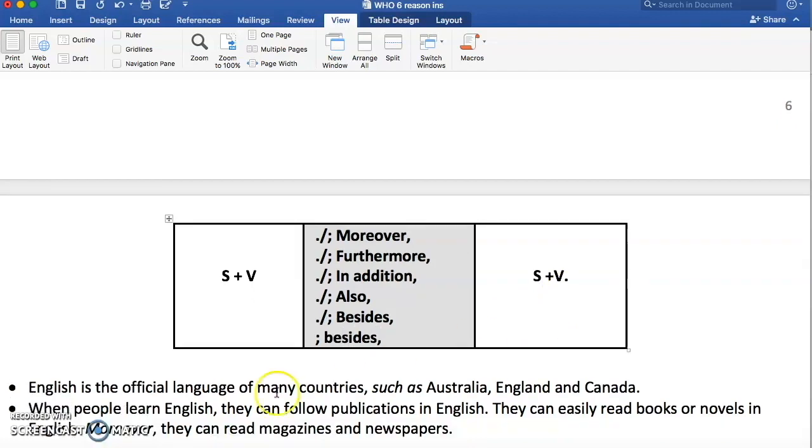Let's look at the example here. When people learn English, they can follow publications in English. They can easily read books or novels in English. So I want to add something to my minor here. So I say, moreover, they can read magazines and newspapers. Okay? A full sentence after moreover. You can use all of them interchangeably.